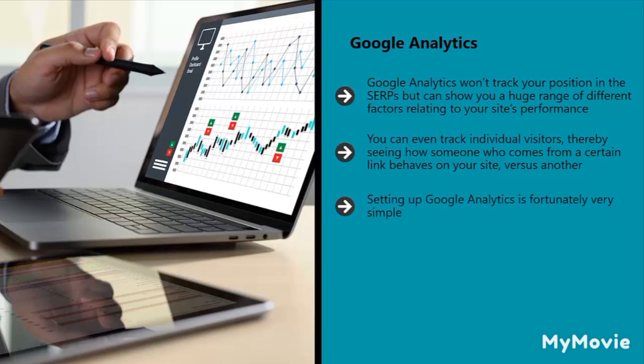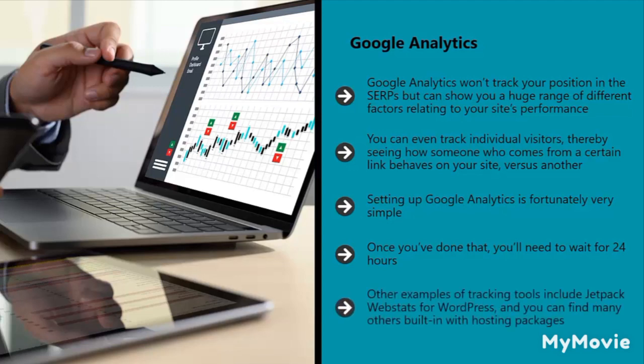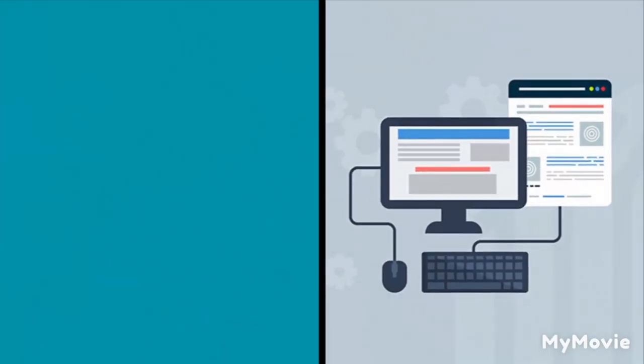Setting up Google Analytics is fortunately very simple. You'll need to place a small tracking code on each page of your site, which you can get from Google. You can do this manually or use a plugin or developer to handle it for you. Once you've done that, you'll need to wait for 24 hours. This gives Google long enough to collect some basic data, which can then be used however you wish. You'll choose to set up a view, which will include the stats you're interested in at that time. Other examples of tracking tools include Jetpack Web Stats for WordPress, and you can find many others built in with hosting packages.